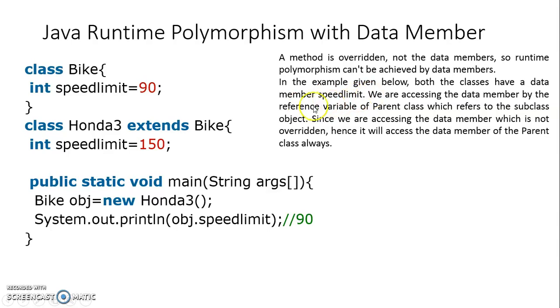In this example, both the classes have same data member speed limit, and we are accessing the data member by reference variable of the parent class, which refers to the subclass object. Since we are accessing the data member which is not overridden, as data members cannot be overridden, so here we will get the output as 90, that is main class object. In the previous example we are getting the statement within the subclass, but here data members cannot be overridden, so we will get the output of main, that is parent class. So here in output we will get 90 as a value.